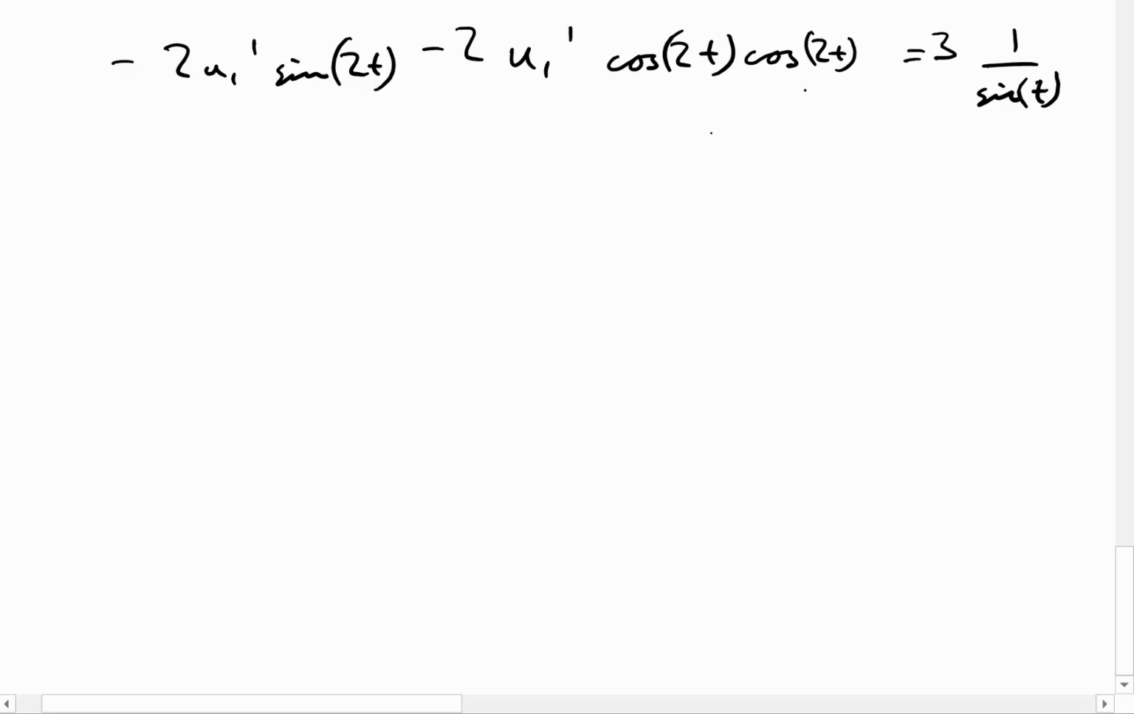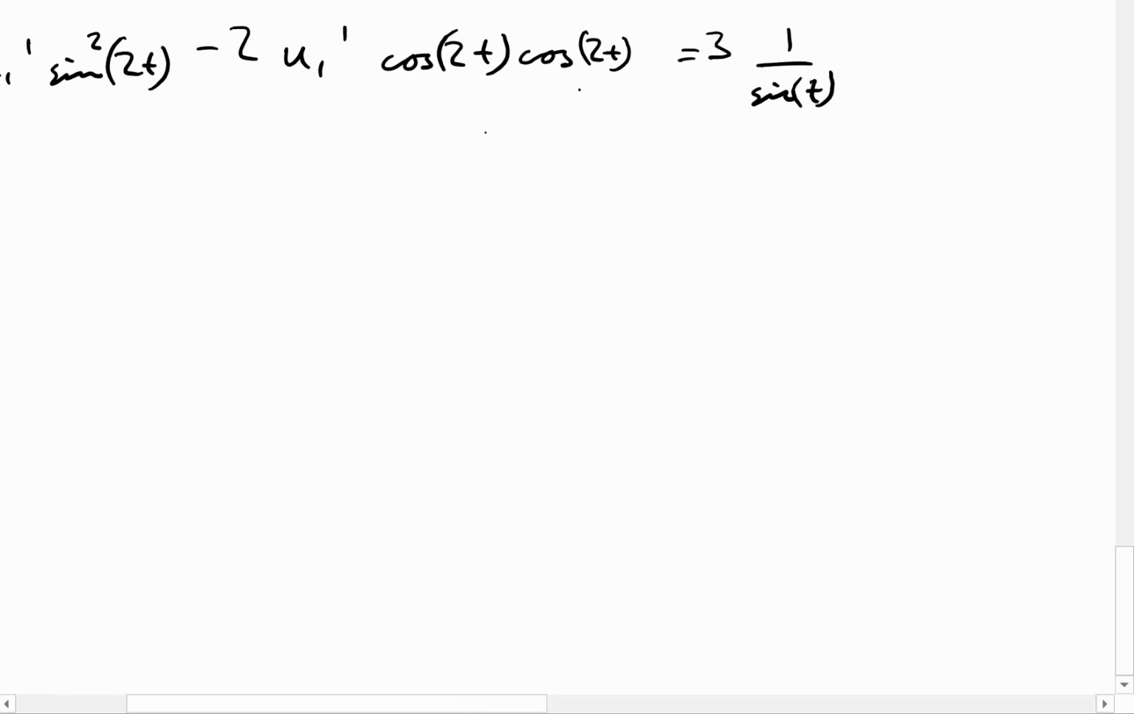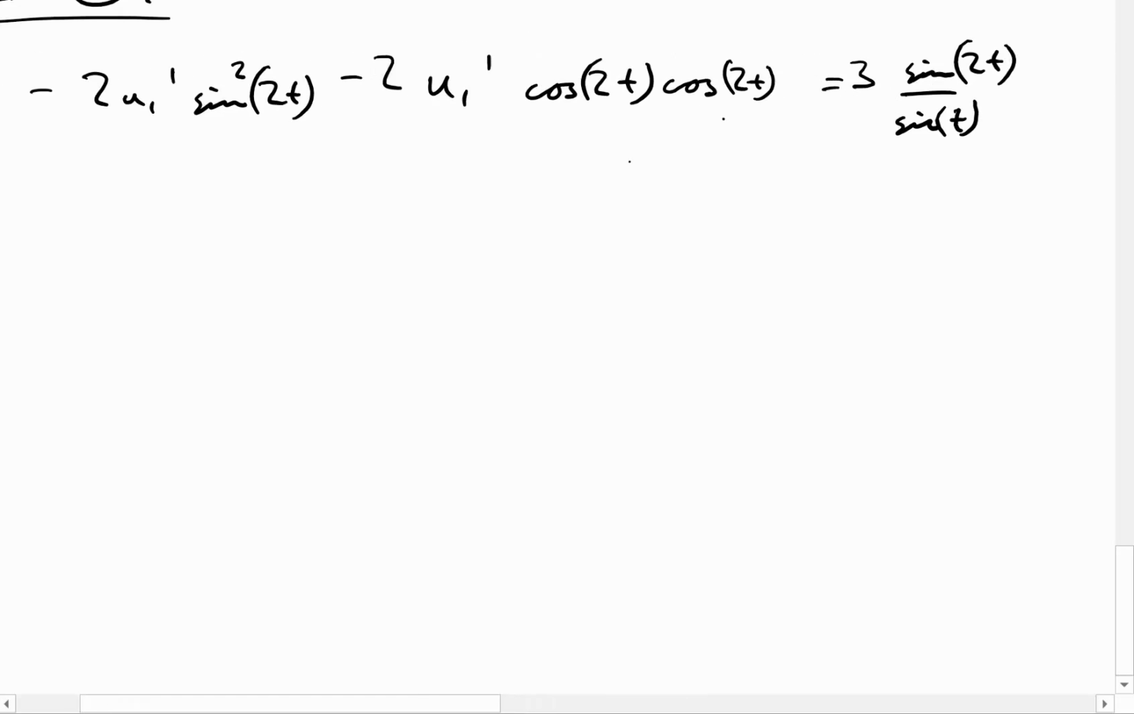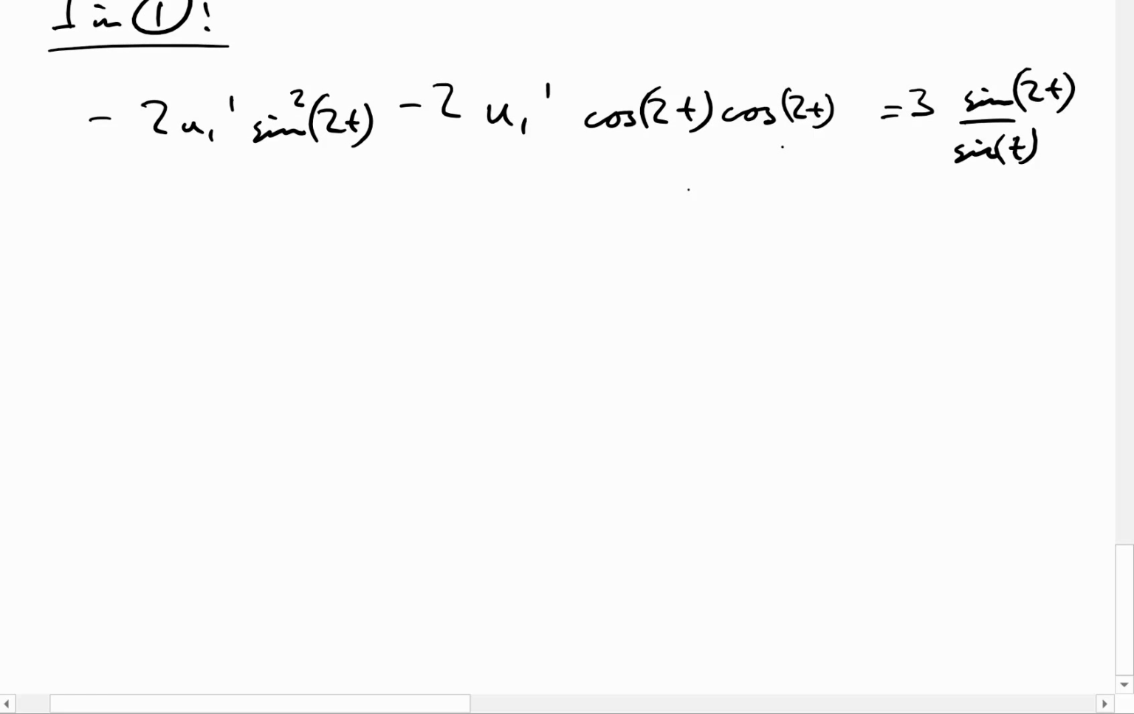This becomes sine 2t multiplied by sine 2t, so that's going to become sine squared 2t. But I'm also going to have to multiply by sine 2t here as well. That's looking a little bit neater, I suppose. Now look in here: this is cos 2t multiplied by cos 2t, so this is just cos squared 2t.